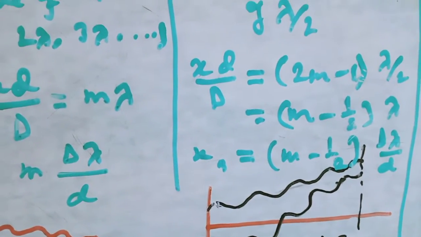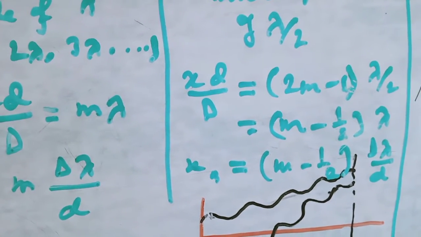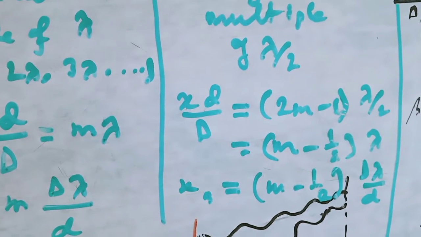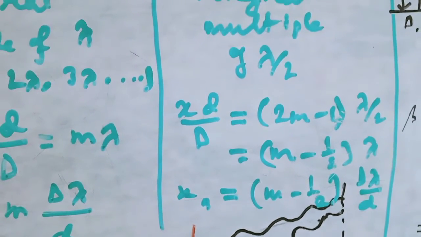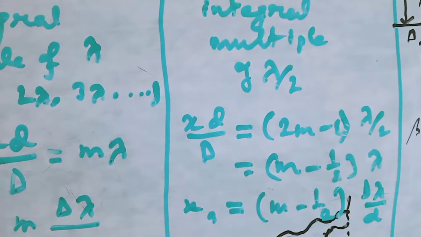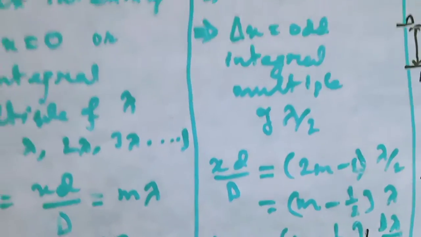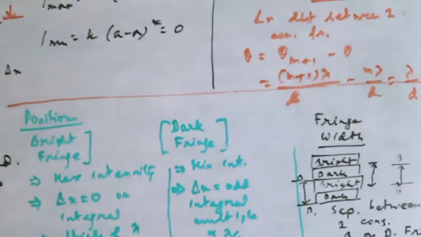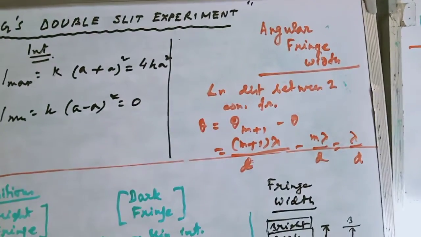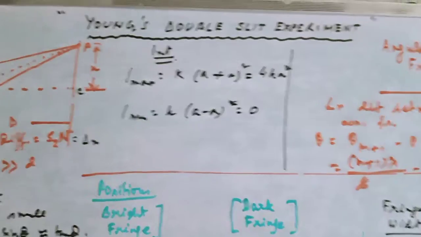So the position of the dark fringe is obtained in this manner. Xm is equal to (m minus half) D lambda by small d. Now here the value of m is 1, 2, 3, 4; 0 is not included. That means for m is equal to 2, the position of the second dark fringe can be obtained. By putting m is equal to 4, the position of the fourth dark fringe can be obtained. By putting m is equal to 5, the position of the fifth dark fringe can be obtained in this manner.